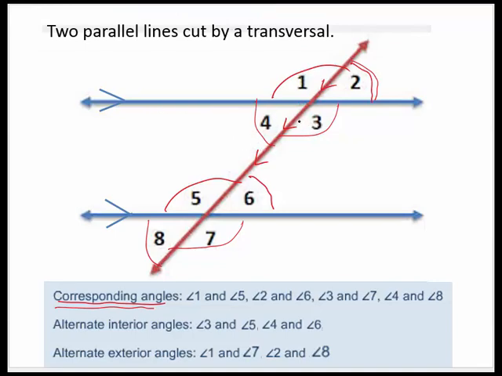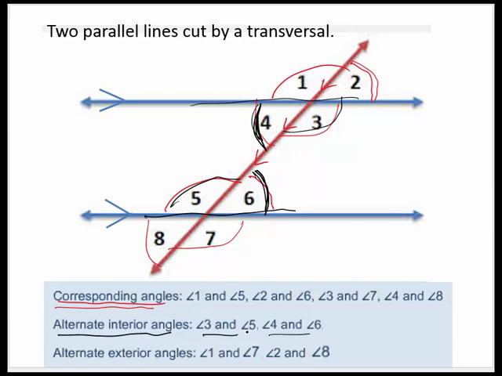Angles 3, 4, 5, and 6 are in between those blue lines. They're on the interior. Well, 4 and 6 are on opposite or alternate sides of the red line, but they're on the inside of these blue lines, so they're called alternate interior angles. 4 and 6 are alternate interior angles. 3 and 5 are also alternate interior angles. Okay? Alternate interior angles are also congruent.